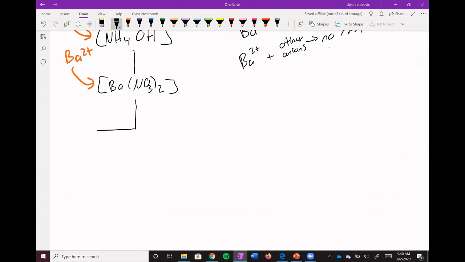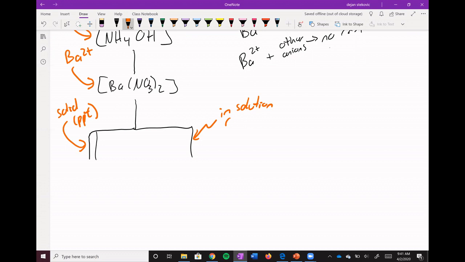So as I said, once we add the solution, on one side we're going to get a solid, and on the other side we're going to stay some liquid, right? So on this side, we're going to take a look at the solid or the precipitate. And then on this side, we're going to take a look at what's in solution. And this is called the supernatant.